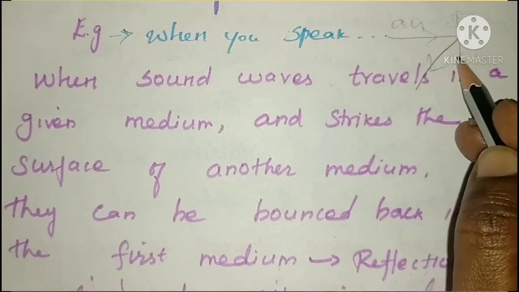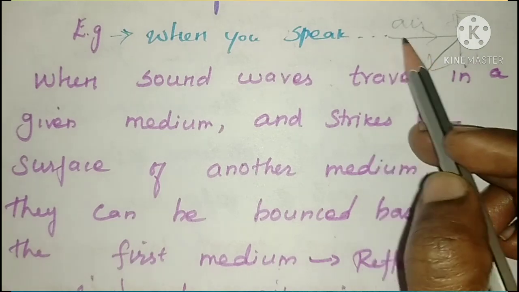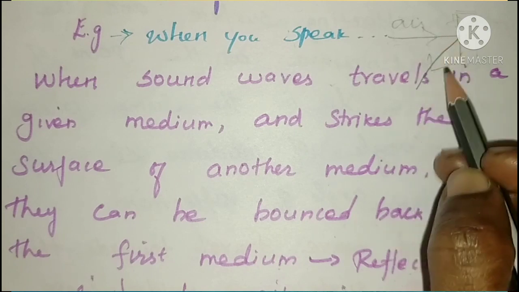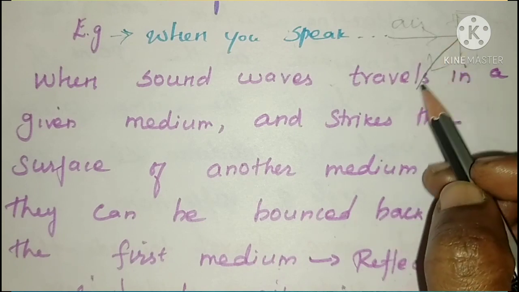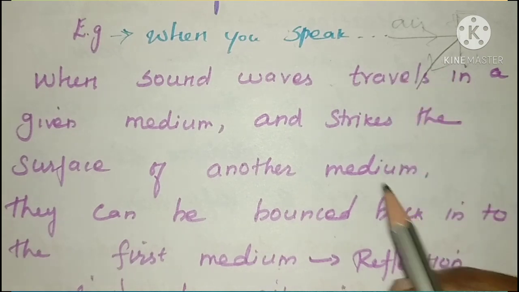Reflected back, in the same medium, bounced back in the first medium. First medium means the medium it was traveling in first. That medium itself, it will be what? Reflected back. So this process is called what? Reflection. Have you all understood?